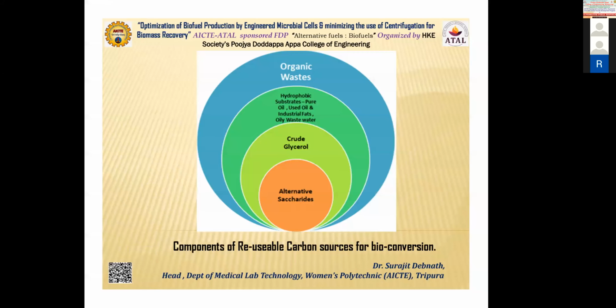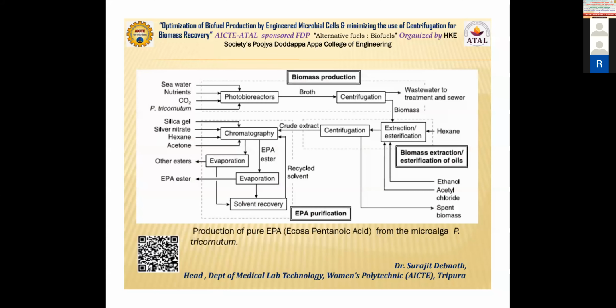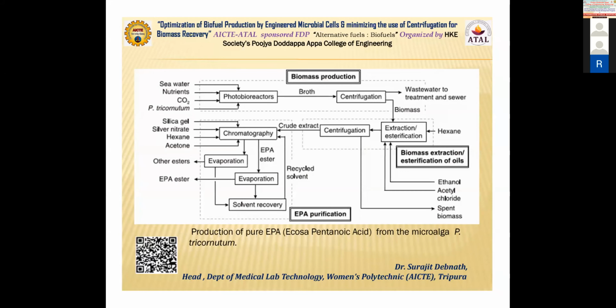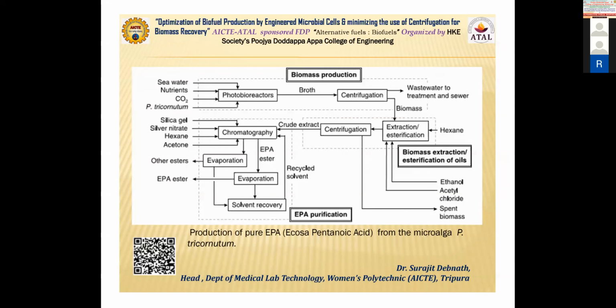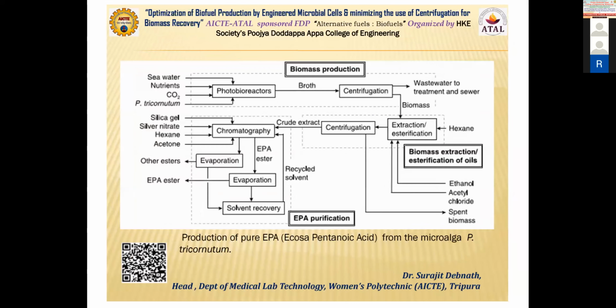Okay, so these are some production strategies where we are trying to show you how exactly various kinds of biodiesel are made. One such example is EPA, eicosapentaenoic acid. It's a fatty acid only, and it has a great potential to become a biodiesel because its octane number is very good, and it can eventually become a fuel also.